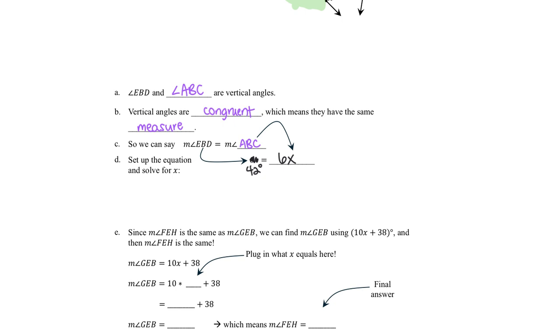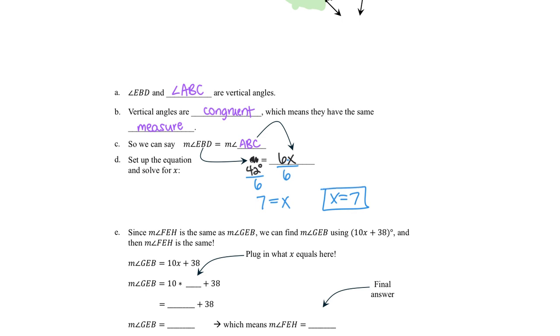Now we can solve this equation just like we did on the front page. The only difference is the 6x is on the right side, which doesn't matter. Since this is 6 times x, I'm going to divide each side by 6. And 42 divided by 6 is 7. So x is equal to 7.